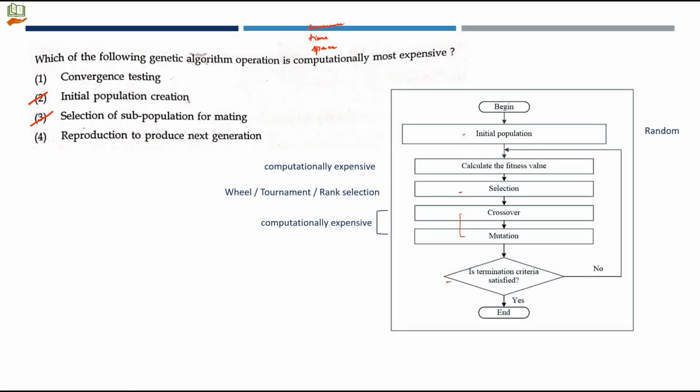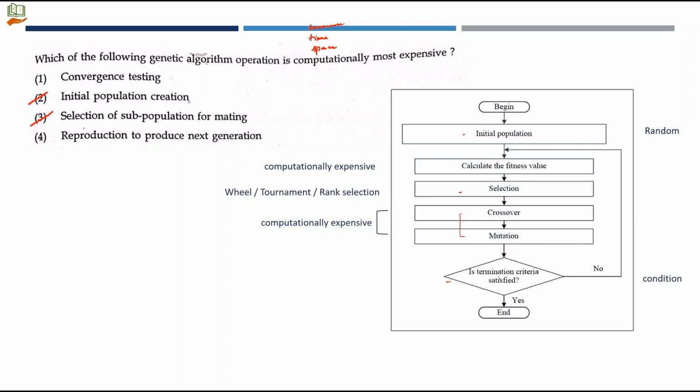Next, we will together place crossover and mutation as reproduction to produce next generation. This is computationally expensive because you are going to get new offspring from existing parents in terms of genetic algorithm, or you are going to get a new solution from existing details in terms of problems. Reproduction part, or the crossover mutation part, will be computationally expensive.